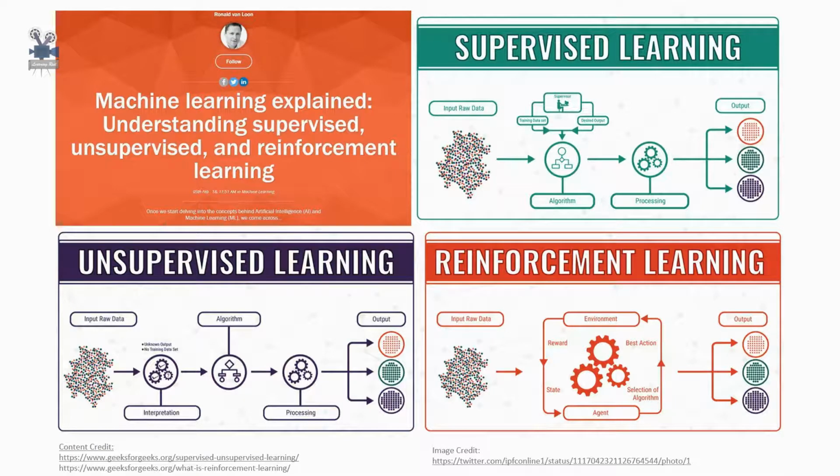That means no training will be given to the machine. Therefore, the machine is restricted to find the hidden structure in unlabeled data by itself. For instance, suppose it is given an image having both dogs and cats, which it has not seen ever. Thus, the machine has no idea about the features of dogs and cats, so we can't categorize it as dogs and cats. But it can categorize them according to their similarities, patterns, and differences.